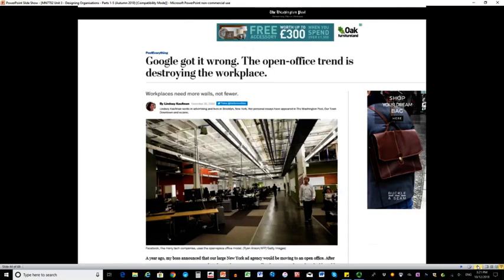A really interesting article here was how, although Google is often presented as this panacea for the way that they organise and the way that we should organise for innovation, there is a strong sense that actually the open office promoted by Google is actually destroying the workplace, and so this article talks a little bit about that.